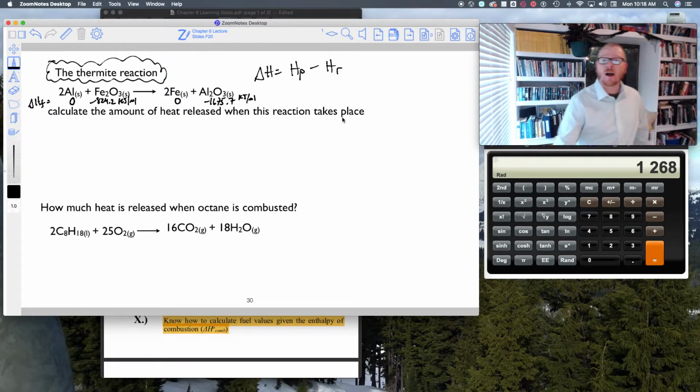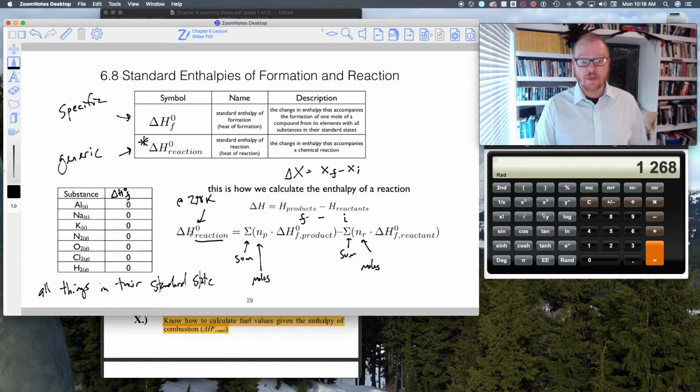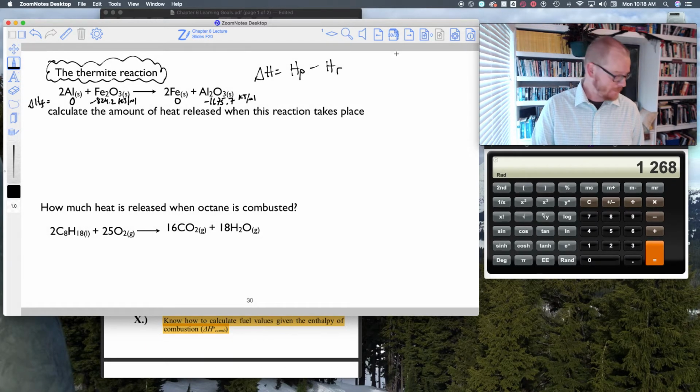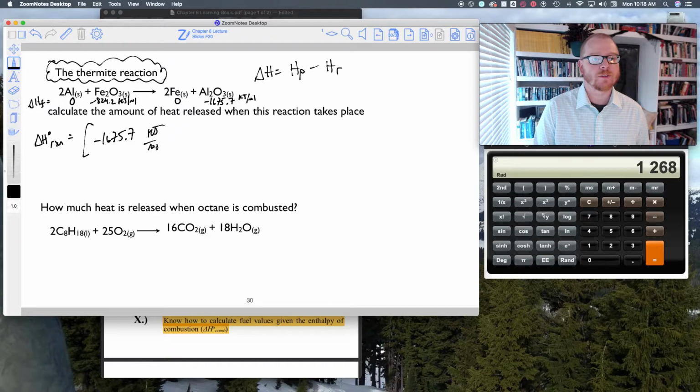And so now I'm just going to apply this formula right here to calculate the enthalpy of reaction. I'm going to write that as delta H standard reaction equals. Now I've got to sum up all the products. We've got the aluminum oxide here, so that's negative 1675.7 kilojoules per mole.